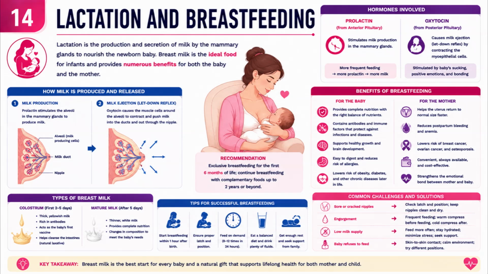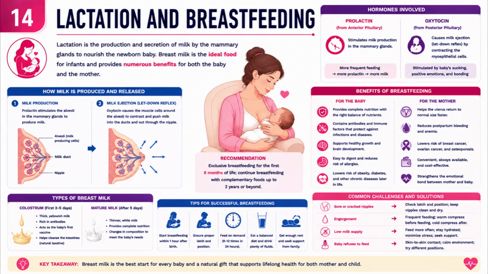It also contains antibodies and immune factors that help protect the baby against infections and diseases. The first milk produced after childbirth is called colostrum. It is rich in antibodies and acts as the baby's first natural vaccine, providing early immune protection. Breastfeeding offers numerous benefits for both the baby and the mother. For infants, it supports healthy growth, brain development, and immunity. For mothers, it promotes uterine recovery, reduces postpartum bleeding, and strengthens the emotional bond with the baby.